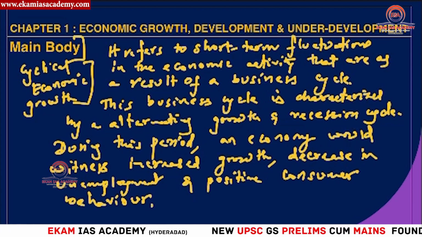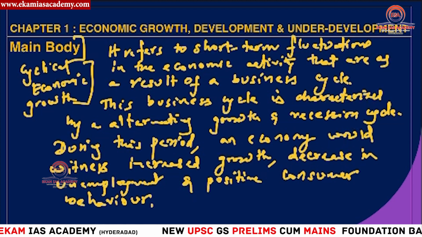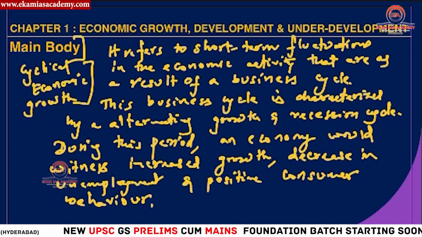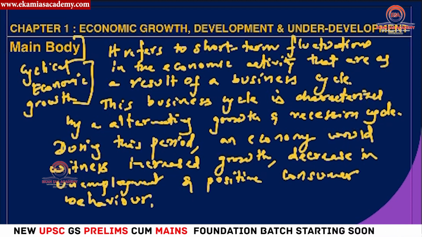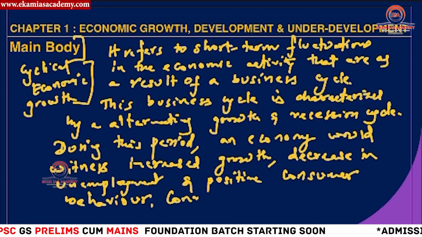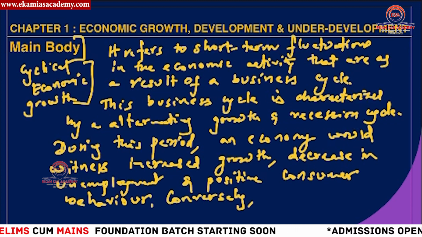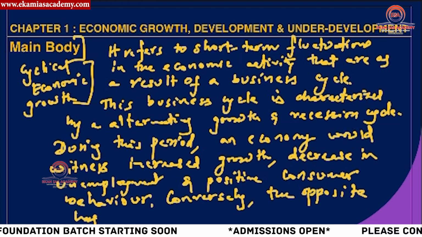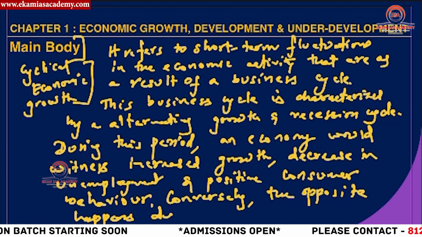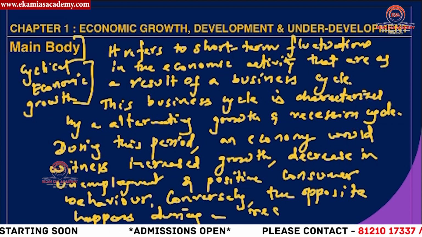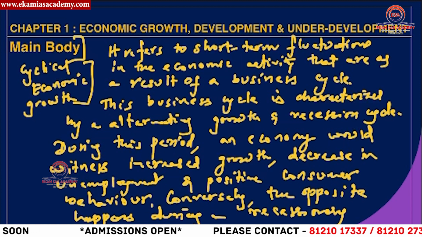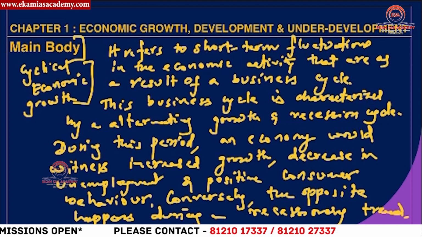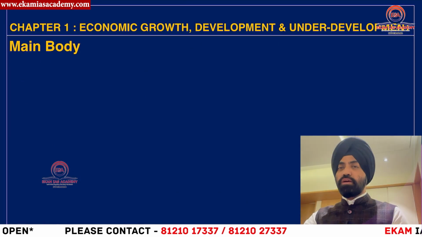So this is the concept of cyclical economic growth. This is primarily during the expansionary phase. Then we'll write one line. Conversely, the opposite happens during a recessionary trend. This is what we have explained in the cyclical economic growth or recession.